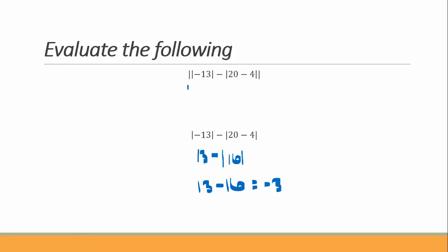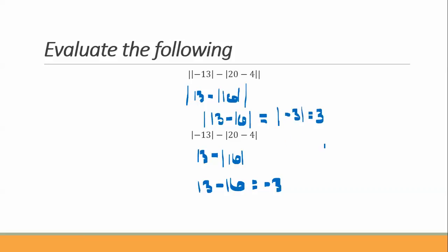This is going to be the same thing, only we're going to start with the absolute values on the outside. So we have the big absolute value, and then the absolute value of 13 is 13 minus the absolute value of 16 because of the 20 minus 4, and then the big absolute value on the outside. So that's the absolute value of 13 minus 16 because the absolute value of 16 is 16. And there's still the big absolute values on the outside. So that becomes the absolute value of negative 3, which is positive 3.